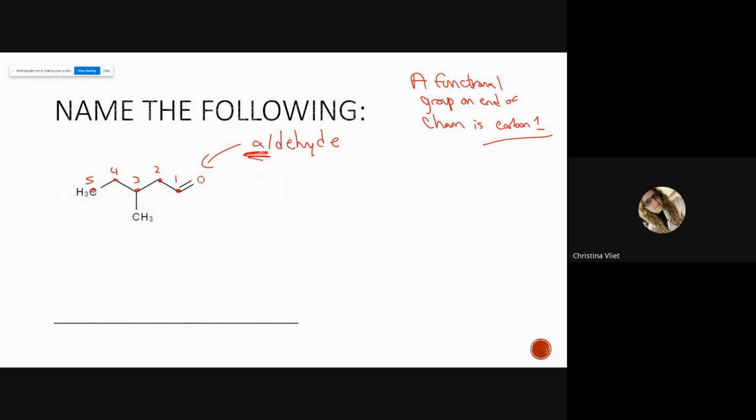So the aldehyde gets carbon 1. Functional groups get priority. So we know this is 5. 5 used to be pentane, but you have to drop the E, and now we call it pentanal. Another note, Cambridge is really picky right here. A versus O. Those letters look very similar. Your handwriting is not great.